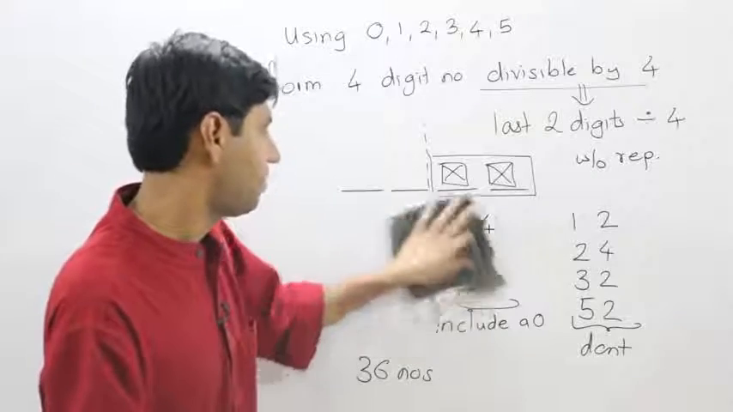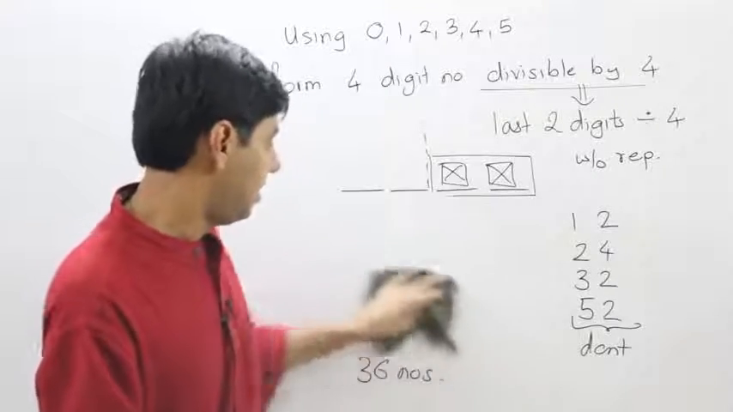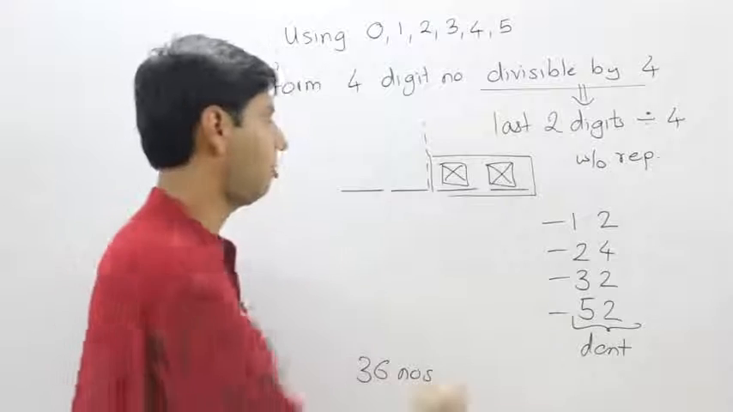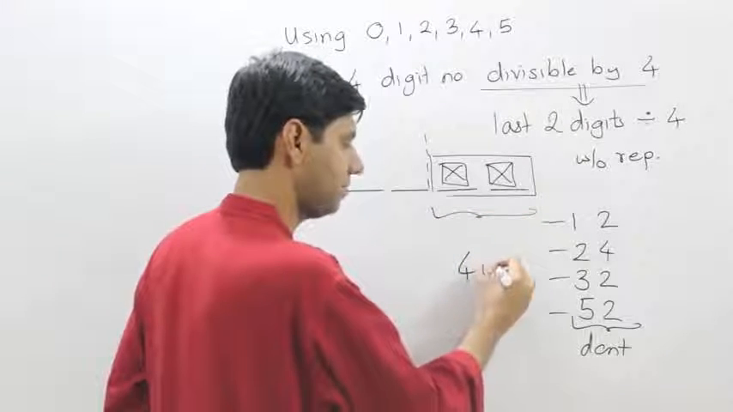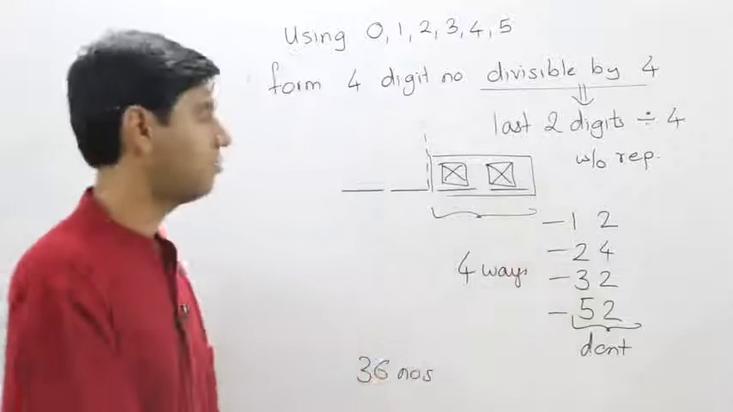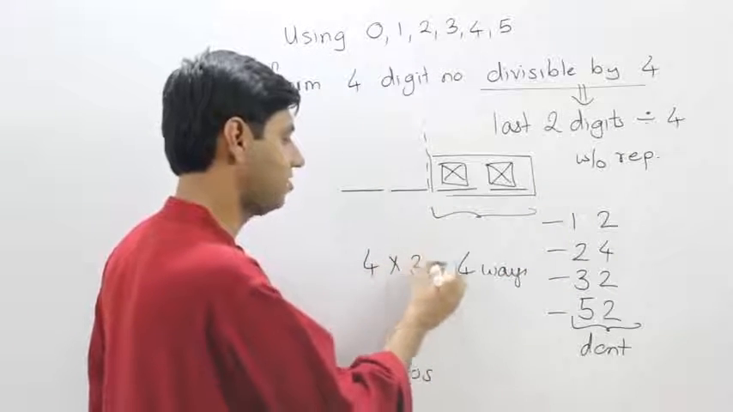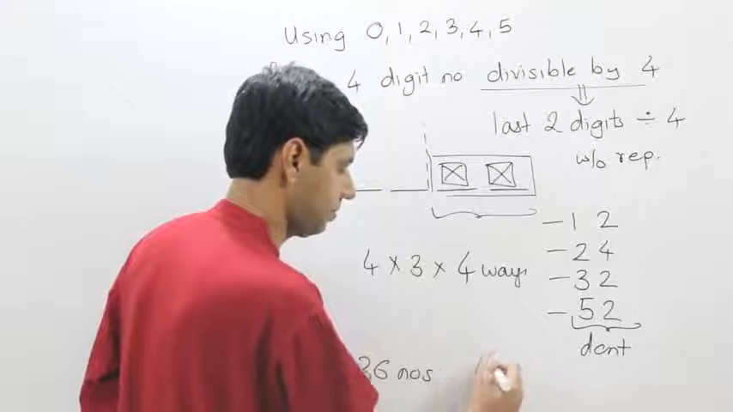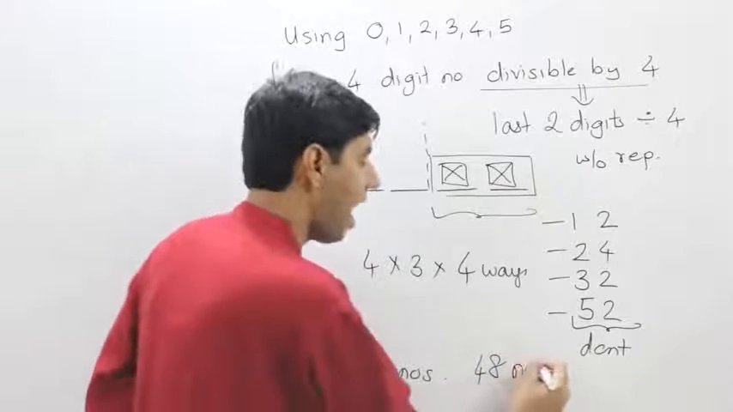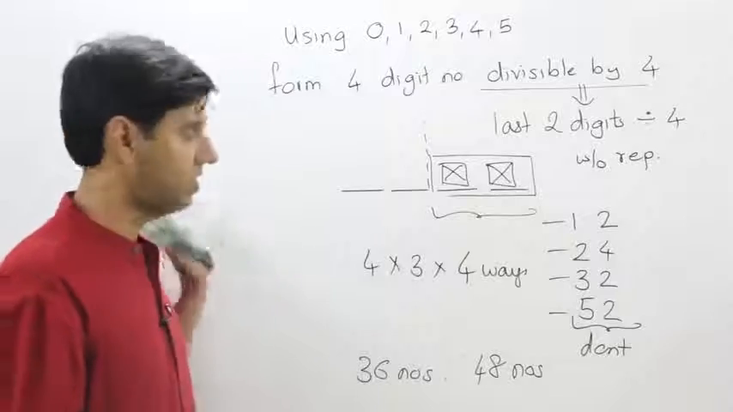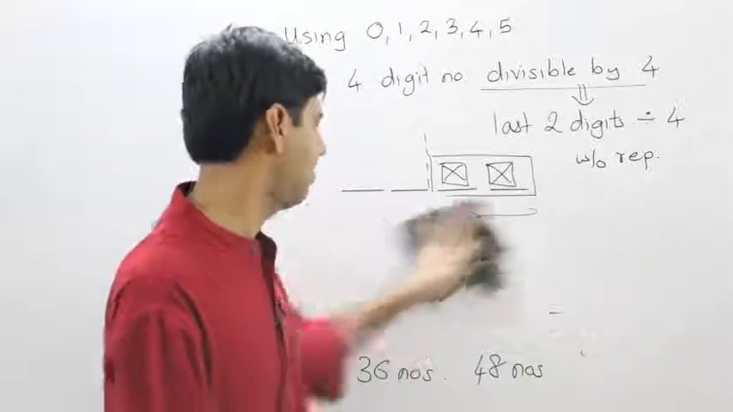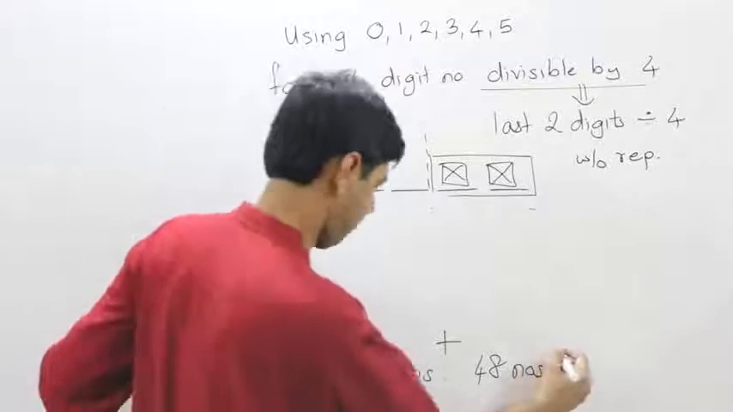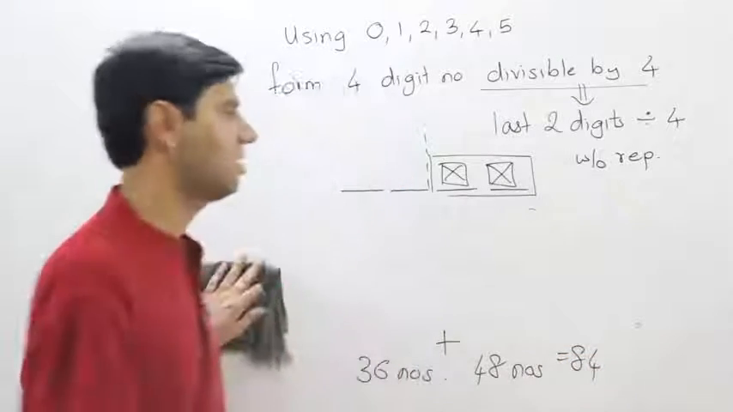However, if the last 2 digits were any of these, 12, 24, 32 or 52, it could be filled in 4 ways. Having filled this in, 2 digits have been used up. That could be 4 into 3 ways to fill in the other 2 positions. So total possible numbers, 4 3s are 12, 12 4s are 48. And either the first set of digits could be the last 2 digits or the second set, and hence the answer is going to be this 36 plus a 48. And so the answer becomes 84. So 84 is the answer over here.